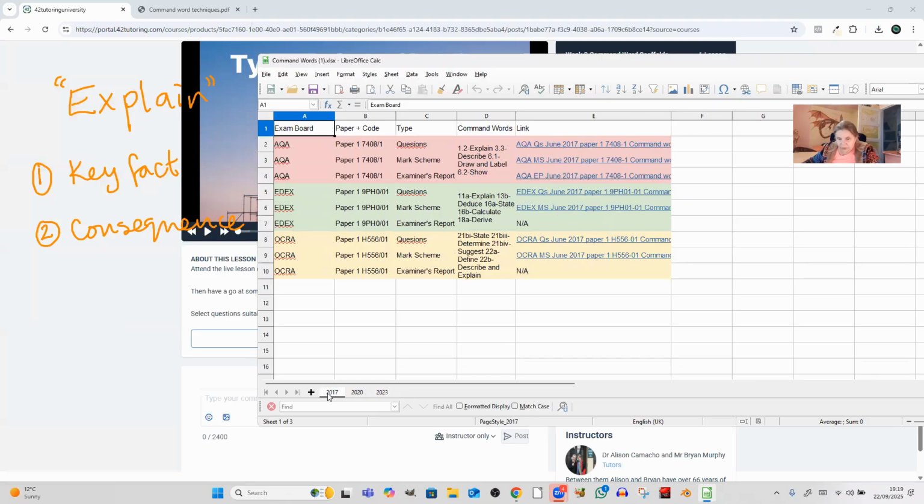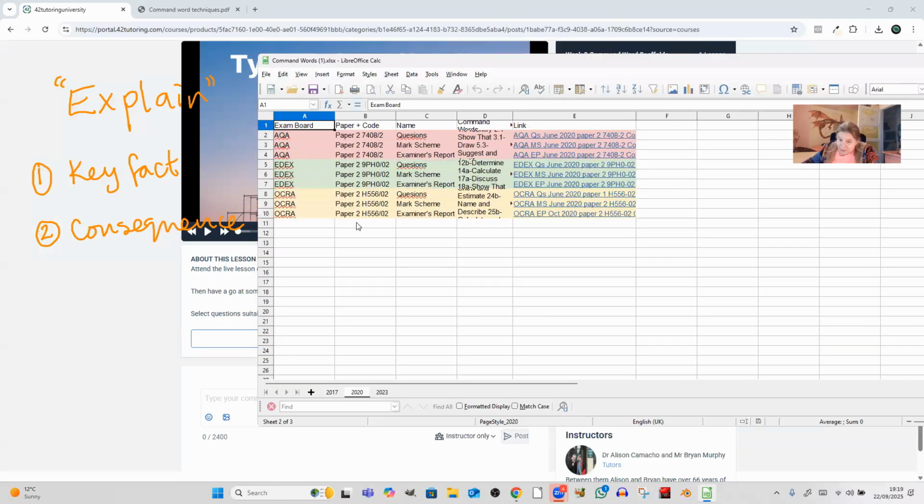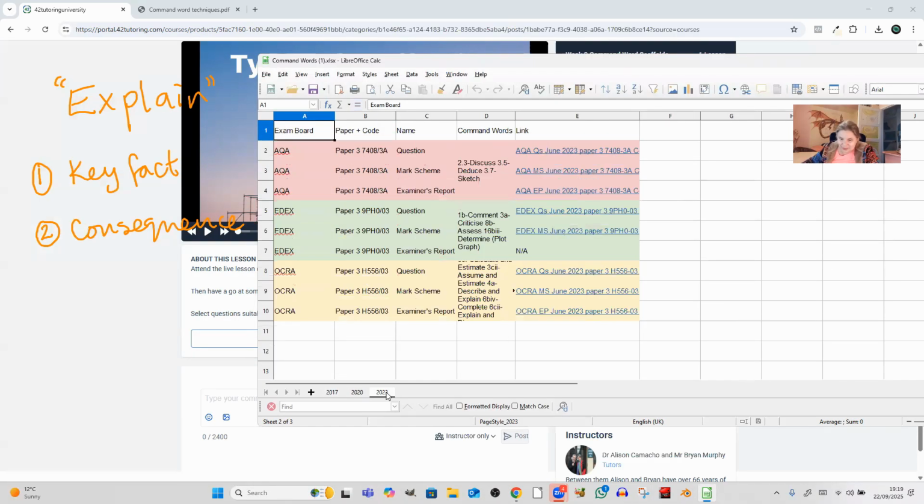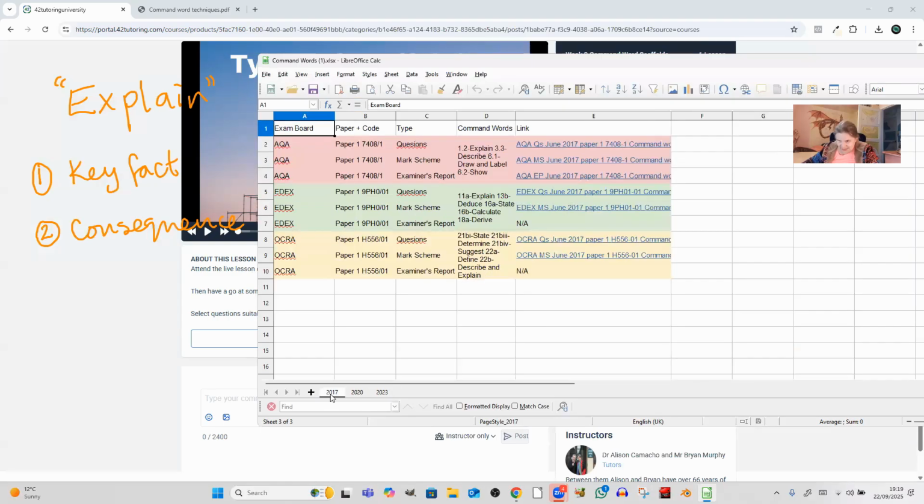Right, now 2017, these are all paper ones. So they're full A-level paper ones. So year 12, be aware that there's going to be a lot of questions here that you can't answer. In the 2020, these are all paper 2s. And in the 2023, these are all paper 3s. Now, pretty much everybody is going to struggle with some of these because these are proper year 13 papers.